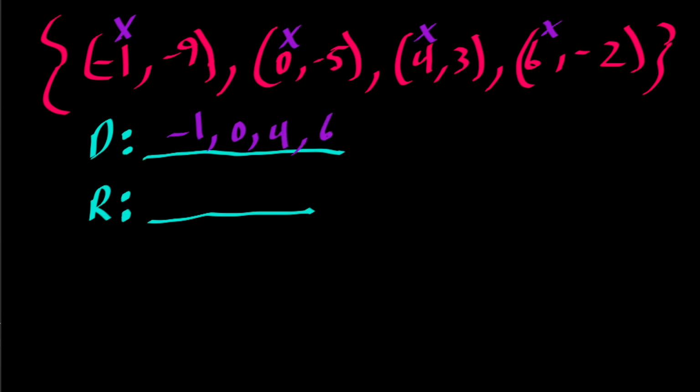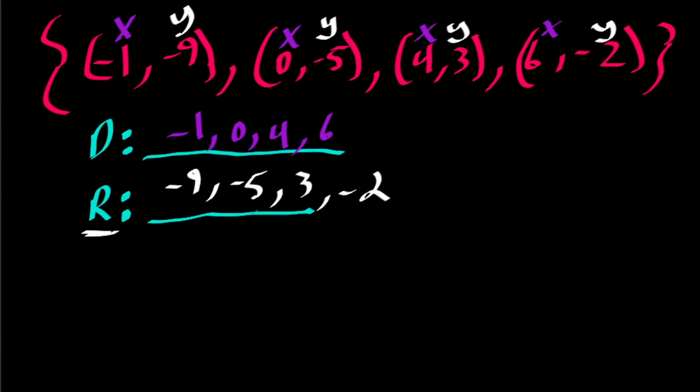Same thing with the y values, except now y means range. Range and y value go together. So now we just look at the second coordinate and find the y values: -9, -5, 3, and -2. Technically, you may want to put these in order from least to greatest, but right now it's not a big deal. All right, so now the last question will be, is this a function? It'll ask something like this.